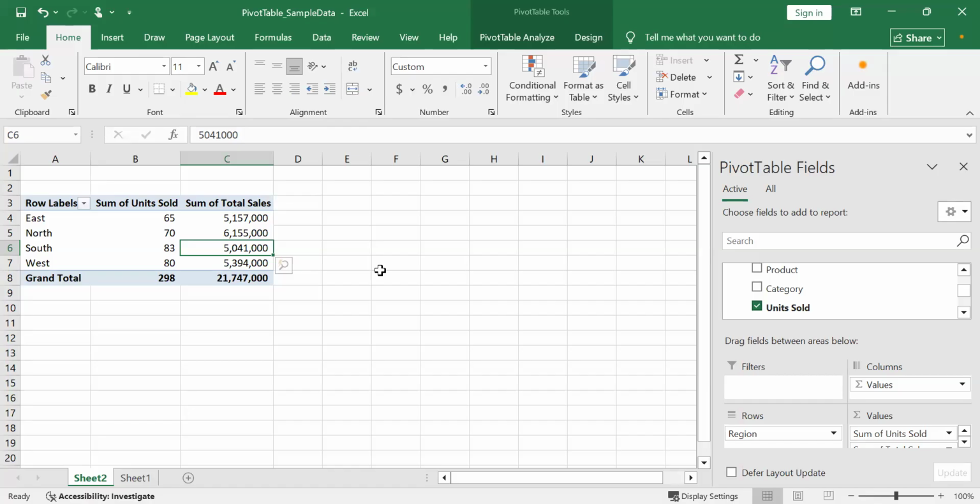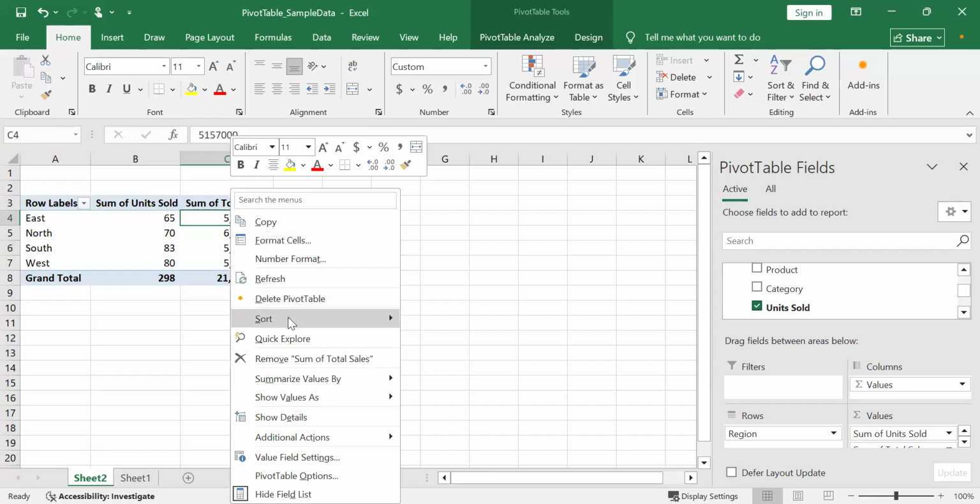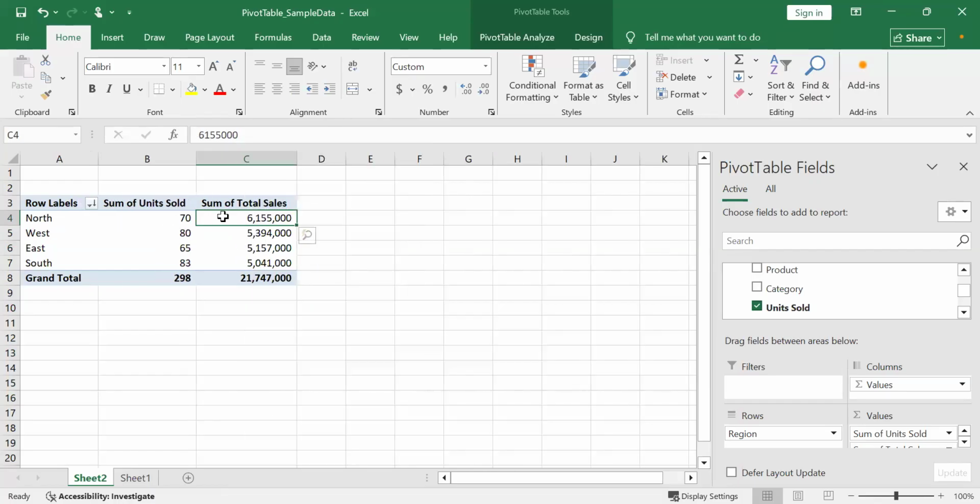That's good. So ideally you can see this. Now let's say I have East, sum of units sold, sum of total sales, exactly like this. Let's say I wanted to sort it from highest to lowest. I'll just click on the first value here, right click, sort largest to smallest, and we have it like this. So in this sense, we have an idea of the largest to the smallest: North, West, East, and South.